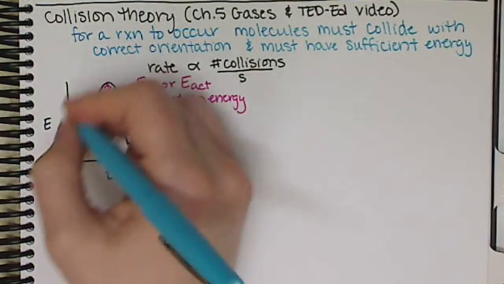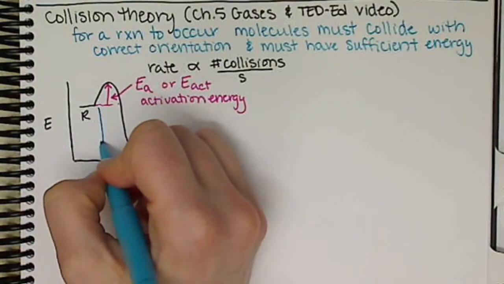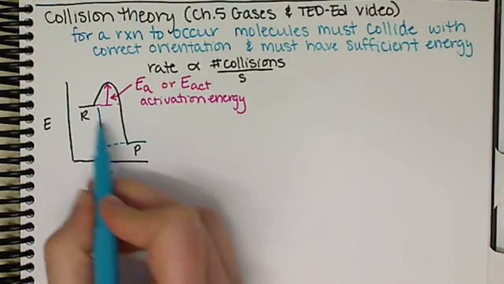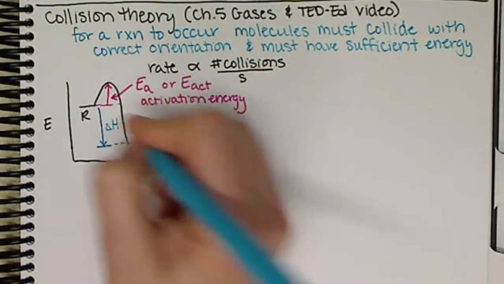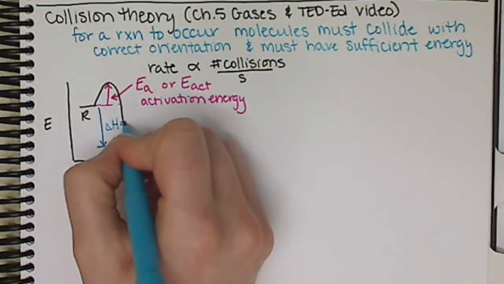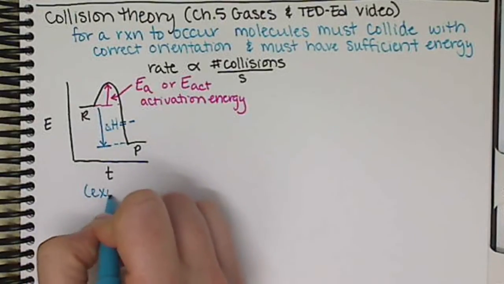We introduced this graph way back in Chapter 6 because we talked about the difference between the energy of our reactants and our products. That was our enthalpy, right? And in this case, this delta H would be negative because we're losing energy. So this would be an exothermic reaction.